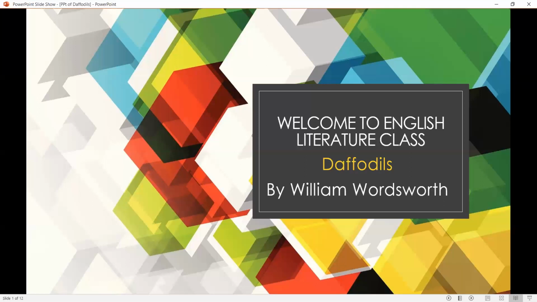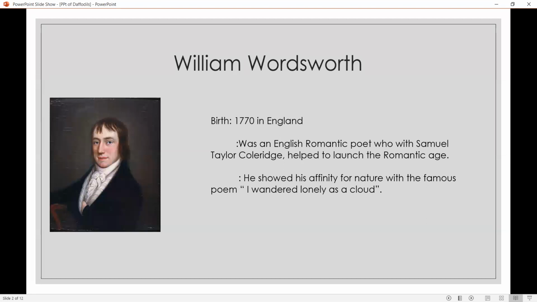Now let's move on to know about the poet. The poet is William Wordsworth, born in the year 1770 in England, and he was an English romantic poet who, with Samuel Taylor Coleridge, helped to launch the Romantic Age. Now, other than your textual introduction, his poem Tintern Abbey is the one which introduced romanticism to English poetry. If you are really interested in poetry, I ask you to read the poem Tintern Abbey as well. It's one wonderful poem which you will definitely enjoy.